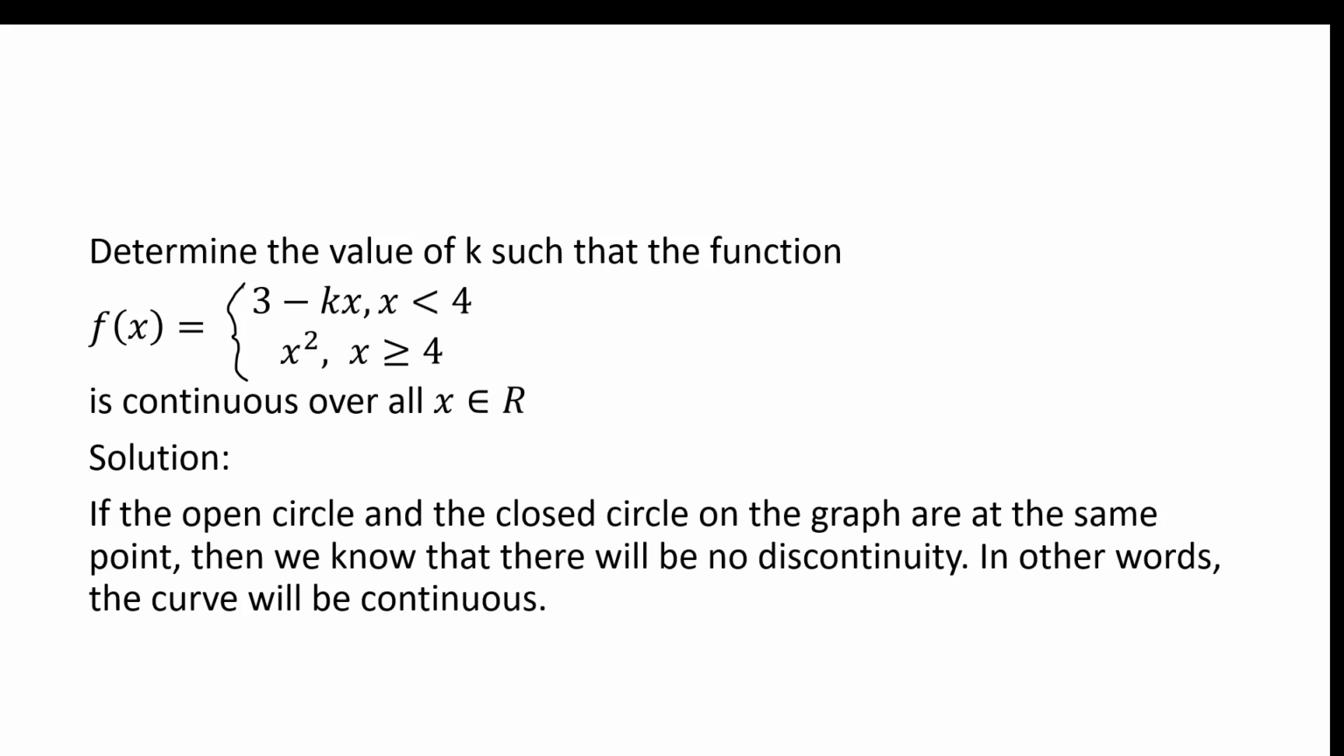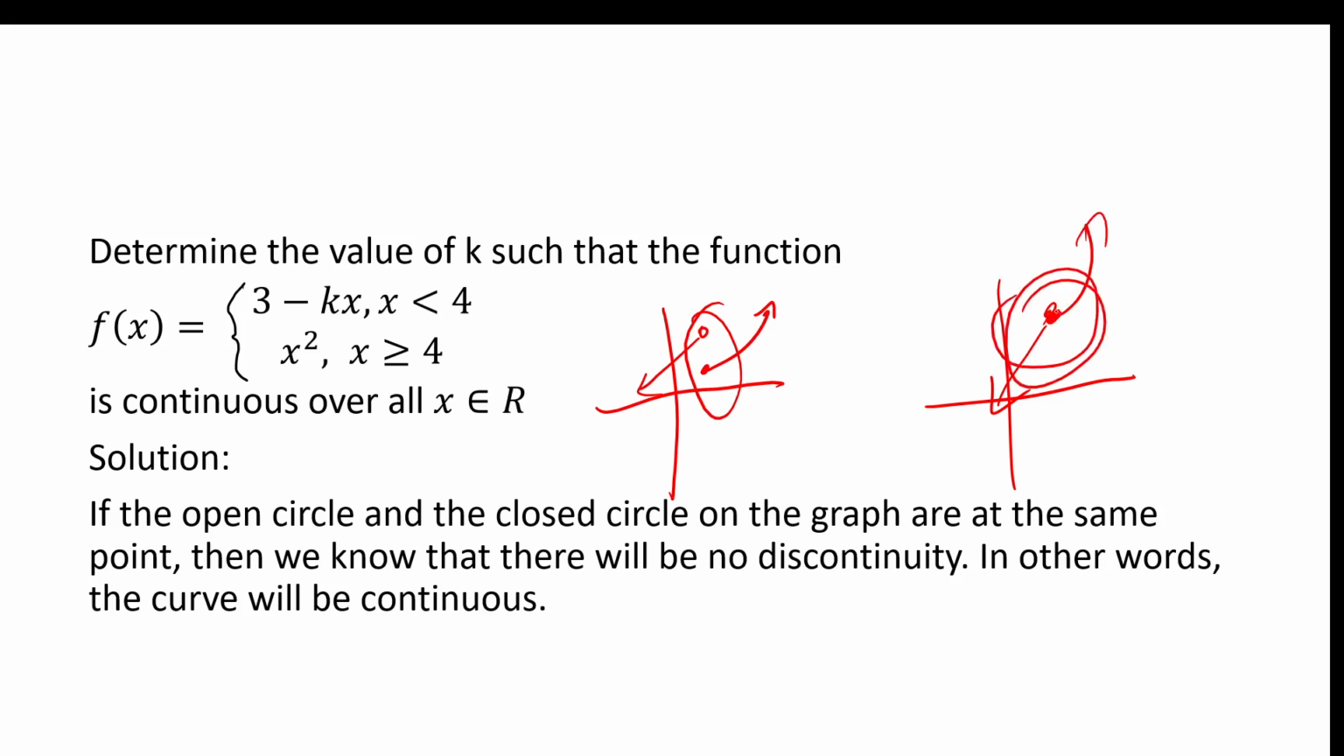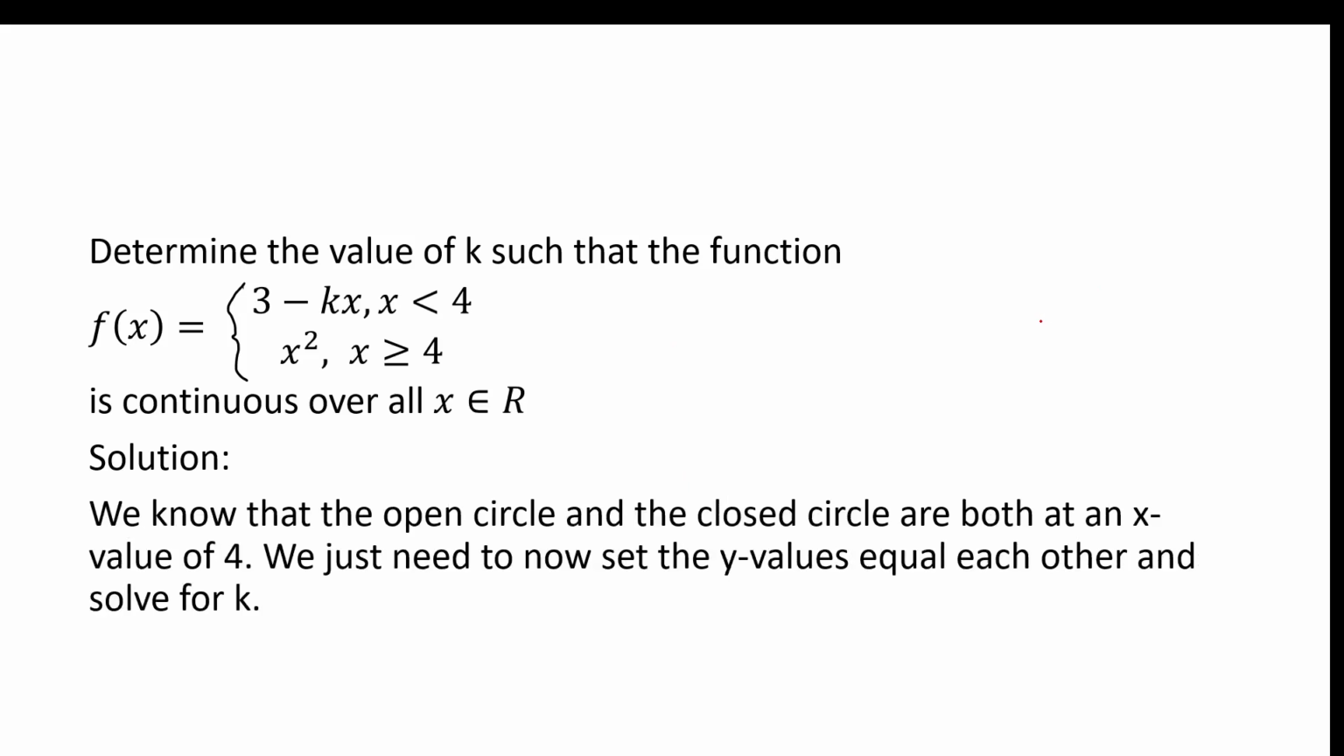And if the open circle and closed circle are at the same point, we know there's no discontinuity and the curve will be continuous. So what we're saying is this. If we have an open circle and then a closed circle, and they don't have the same y-coordinate, but they do have the same x-coordinate, then we're discontinuous. But if we have an open circle and also a closed circle right on top of the open circle, now that function is continuous because intuitively we don't have to lift our pencil off the paper. So we know the open circle and the closed circle are both at an x value of 4. We just need to see what the y values are, set them equal, and solve for k.